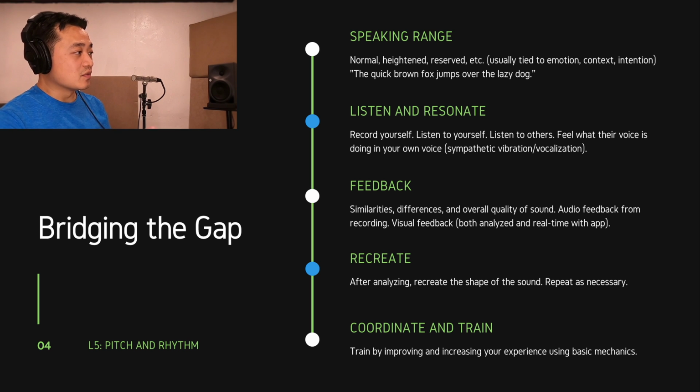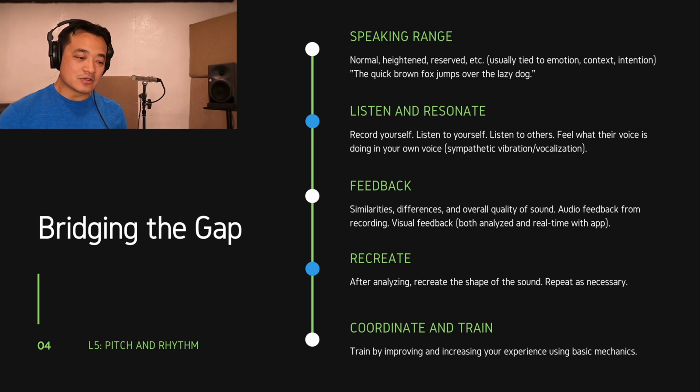So once you are done with some feedback, recreate the shape of the sound. See if you can follow along in the recording. See if you can recreate that recording as close to it as possible, and repeat as necessary. And from here, you can train by improving and increasing your experience using these basic mechanics. Maybe sing a little louder. Maybe sing a little softer. Maybe use more consonants, use more vowel sounds, and let those basic mechanics lead you to certain emotions. As well, on the flip side, use those certain emotions to find where those mechanics really are.